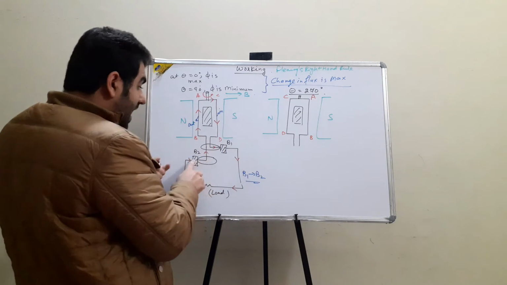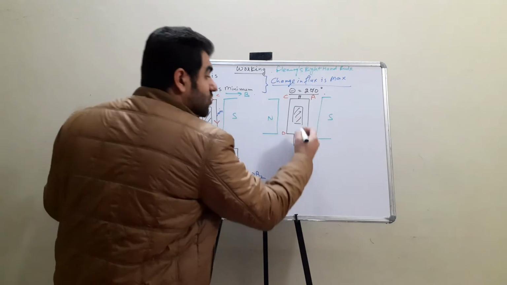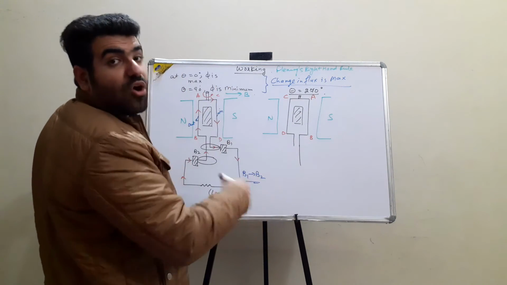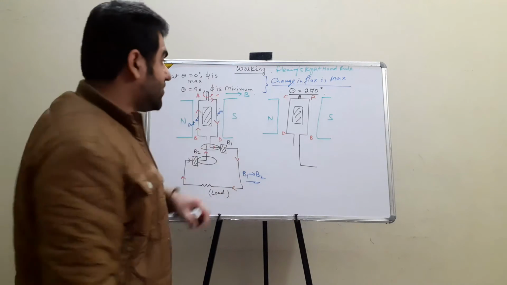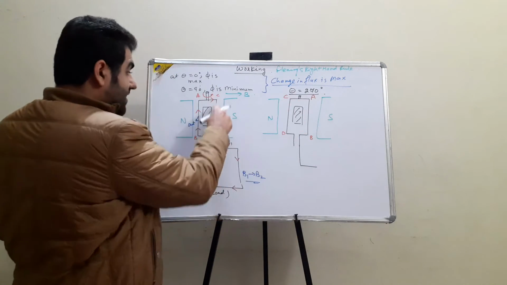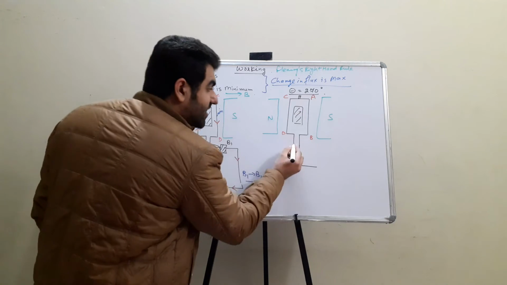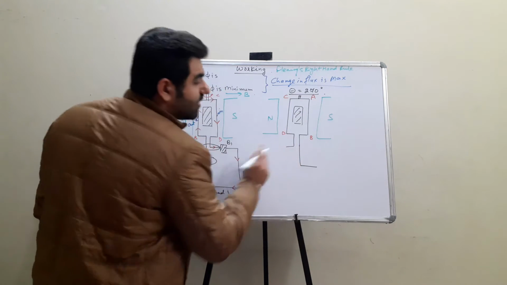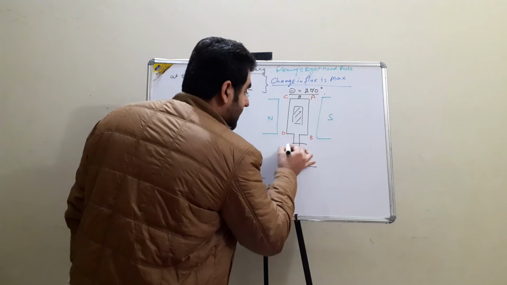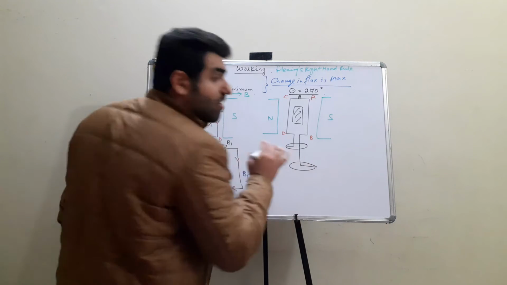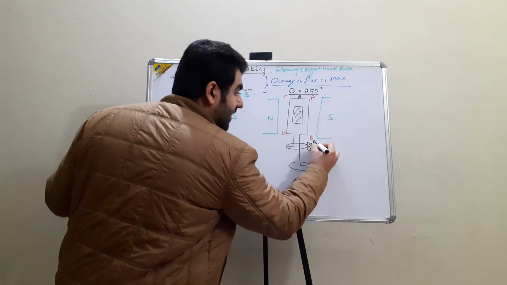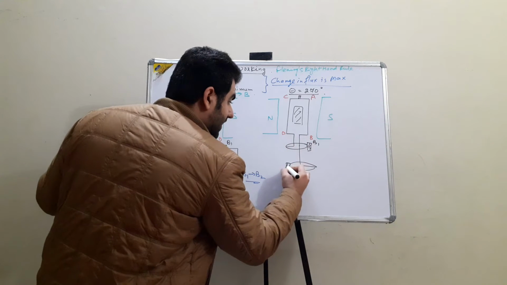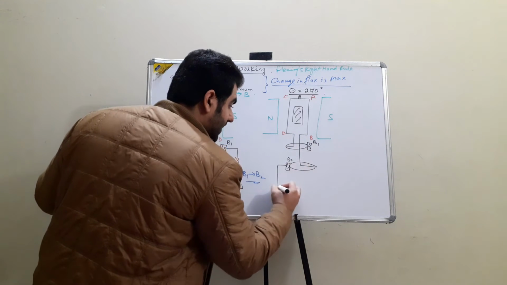AB is the longer arm, which was towards the left hand side, and would now be turned to the right hand side after its rotation. CD is the shorter arm, which was towards the right, and is now towards the left hand side. These are the rings R1 and R2. Brushes will not change their position. If here it was brush B1, it is still B1, and here it was B2, so still B2.